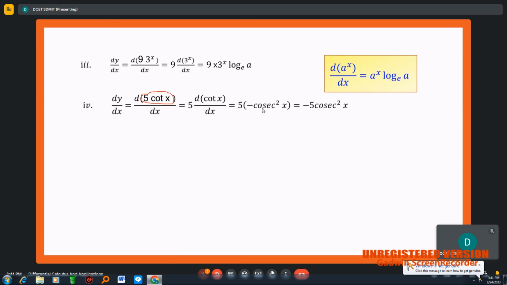What is the differentiation of cot x? The differentiation of cot x is nothing but minus cosecant square x. So I'll simplify here: pi into minus cosecant square x is nothing but minus pi cosecant square x.